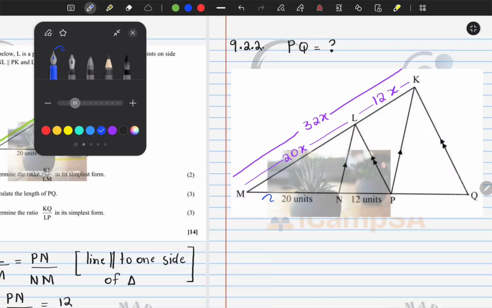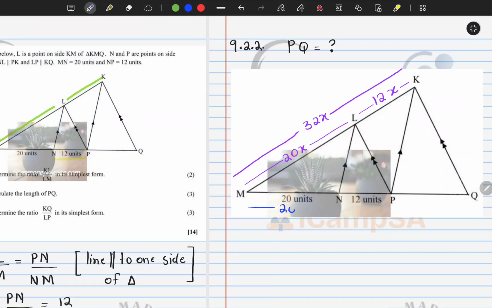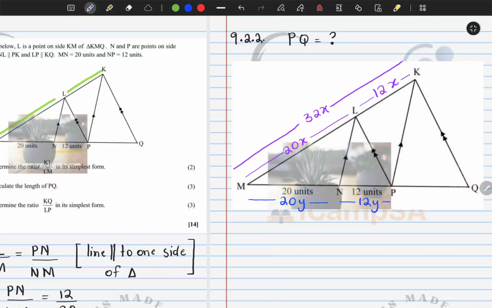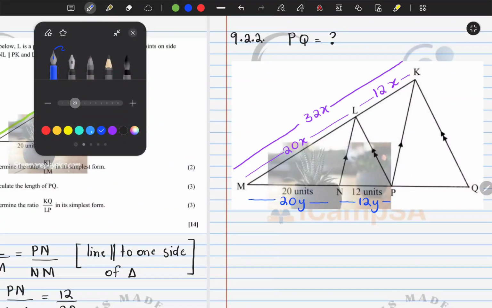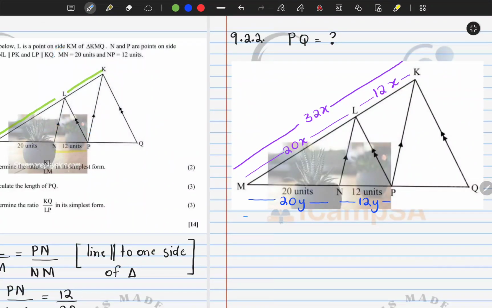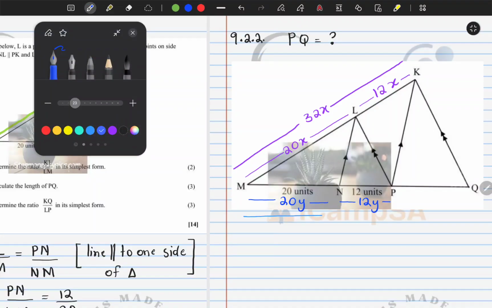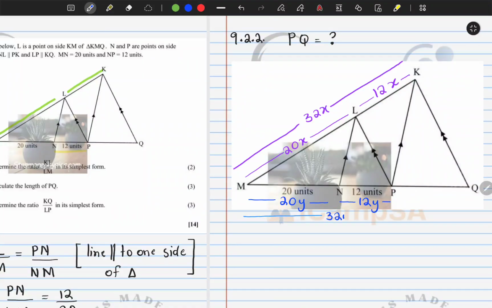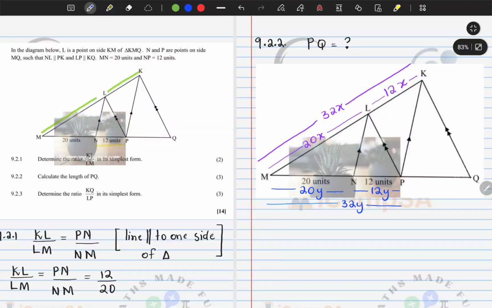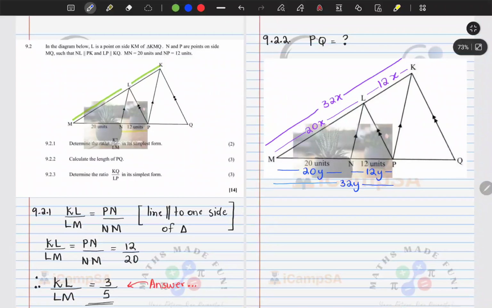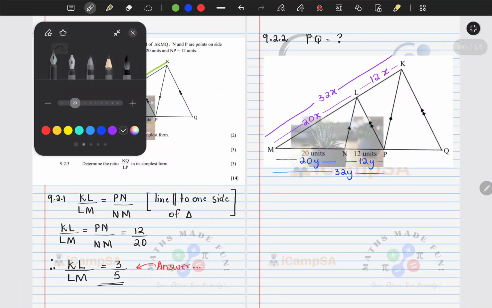Okay, so let's also do it this side. So this side, I'm going to have 20y. Then I'm going to have 12y, like that. And then what I'm going to do is for this entire thingy, I'm going to have 32y. Okay, like that. Now we need to think carefully what is happening here. Okay, so we're looking for the length PQ.